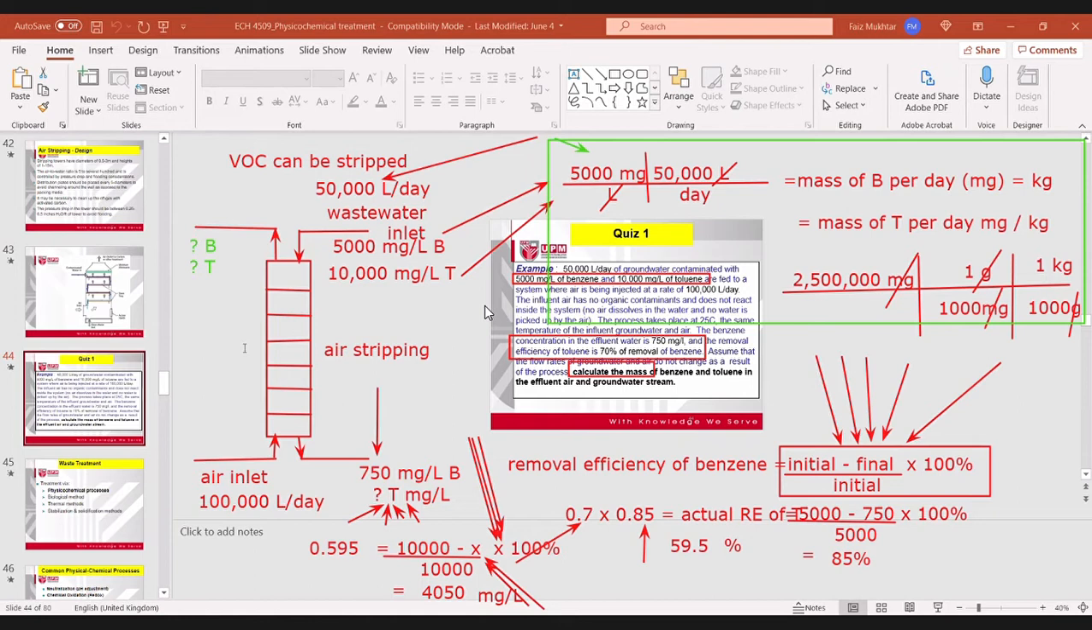But put your answer wrong. Explain why. Before that, I will just show you how to get the amount of B, benzene, and T up here. If you already converted to mass, so you already got the mass of each benzene and toluene, it's pretty much straightforward.